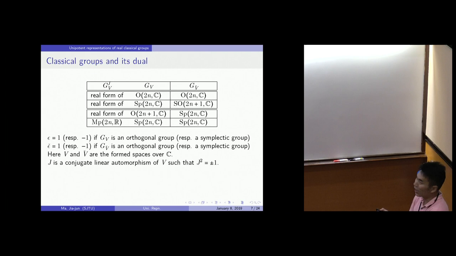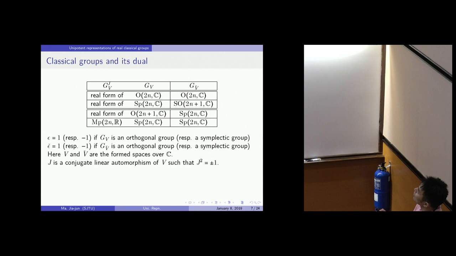And I would also like to notice that the dual group of these things: for O(2n,C) it will be O(2n,C), and for Sp(2n,C) it will be SO(2n+1). And the dual group of the orthogonal group will be the symplectic group, and the dual group of the metaplectic group will also be the symplectic group. So if you look at the dual side, there will be natural embeddings of dual groups if you change the size of the groups.